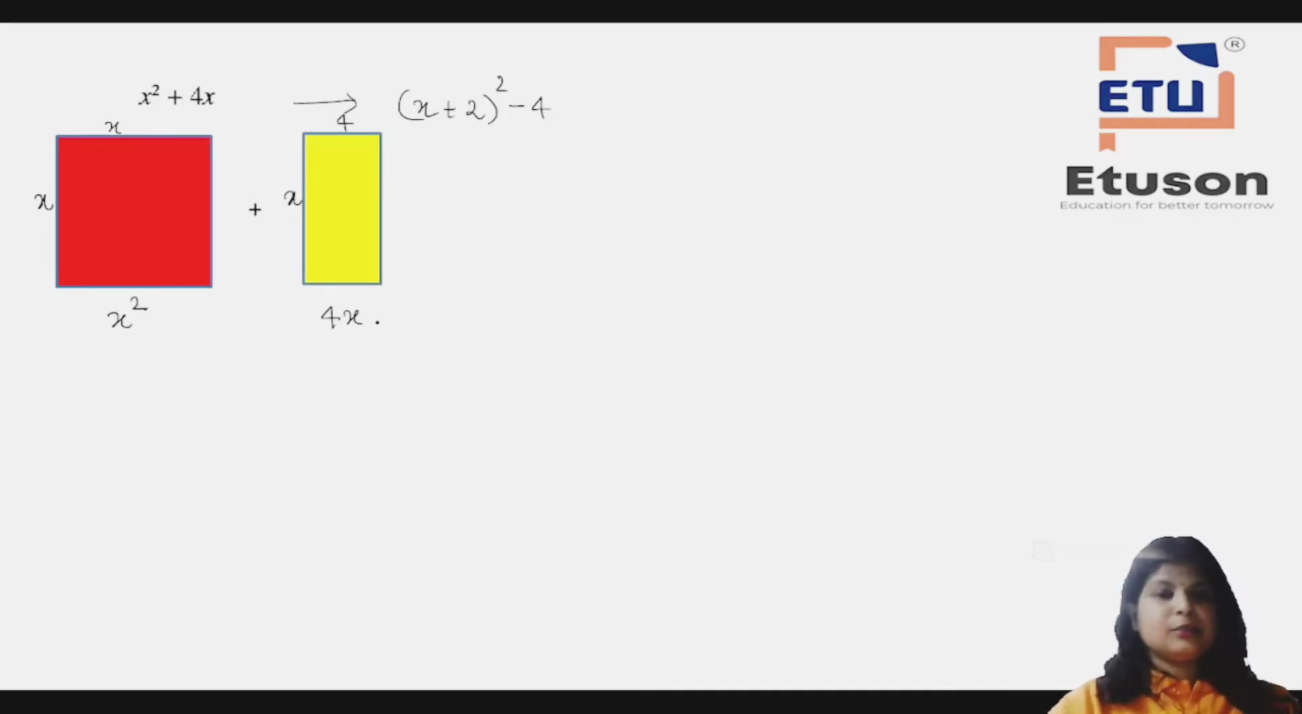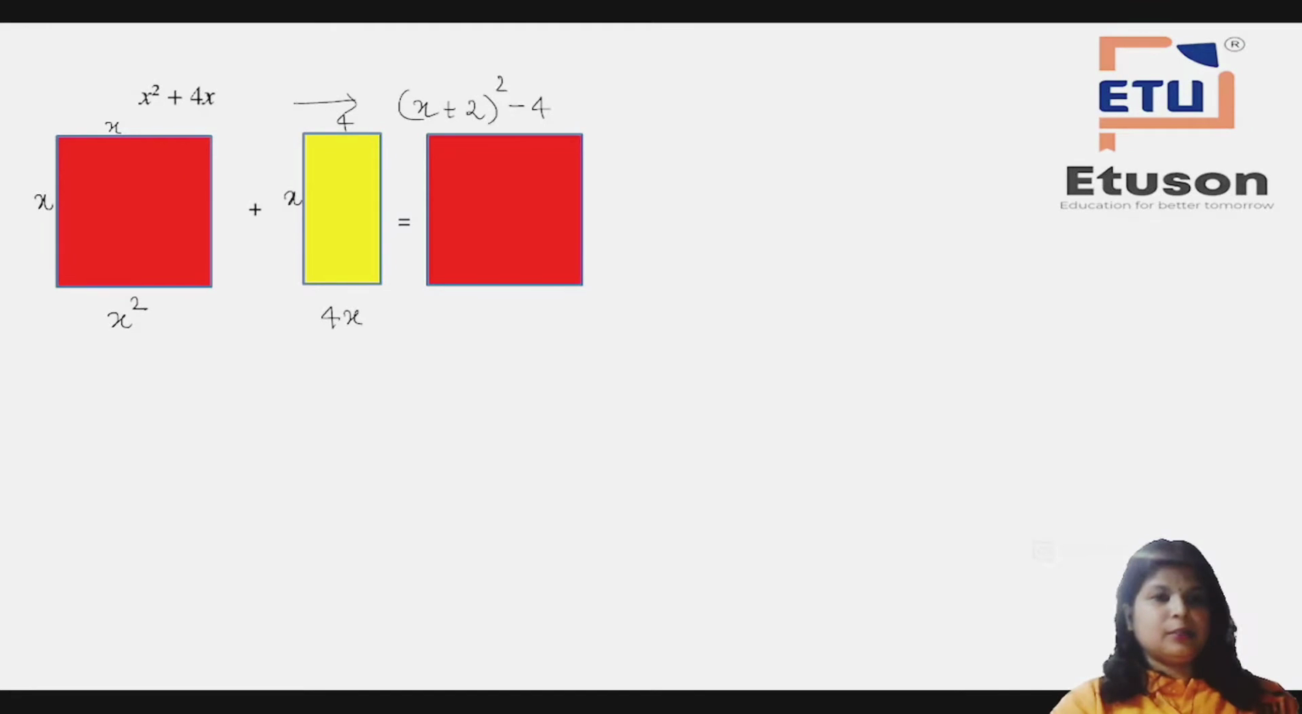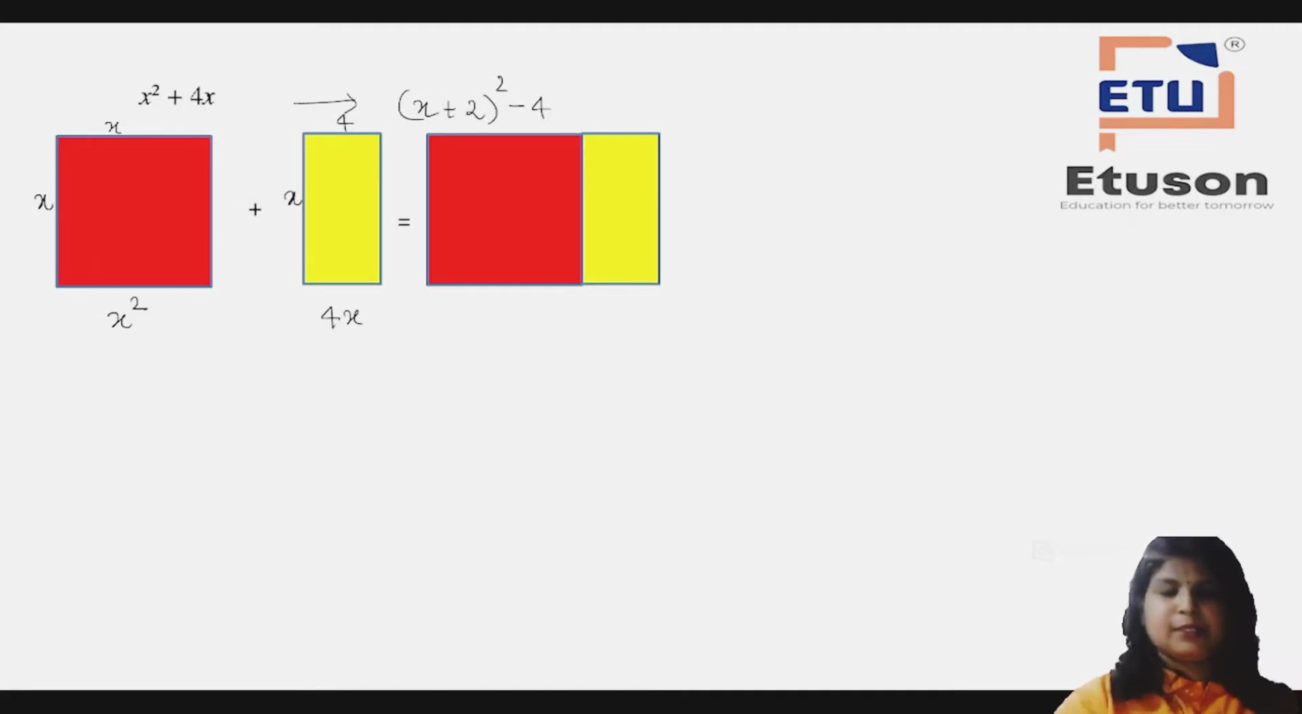Correct or not? So now, if you combine the square representing x square and the rectangle representing 4x, your picture will look like this. Correct or not? So this represents your x square and this represents your 4x, and the answer is x square plus 4x.